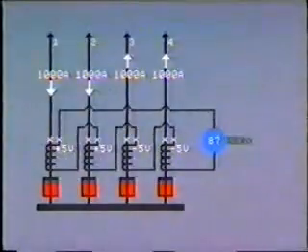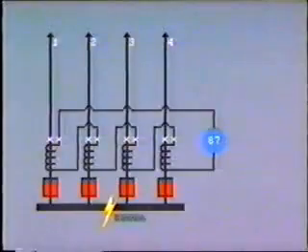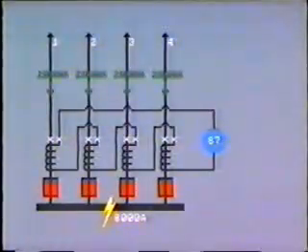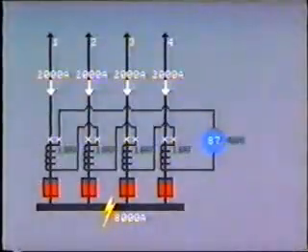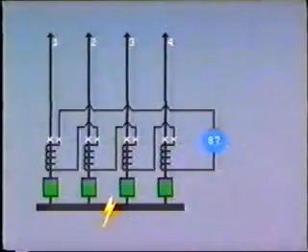This is correct. For a fault on the bus, let's say 8,000 amps, each of the transmission lines will feed in 2,000 amps. We will now have a total of 40 volts across the relay operating coil, and the relay will trip. This is correct.